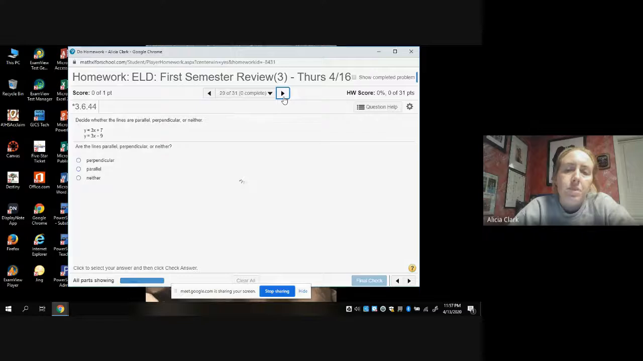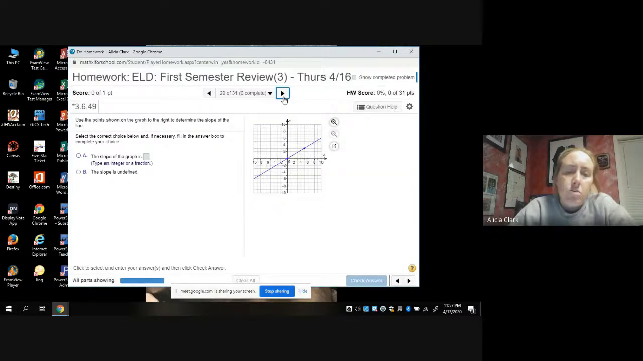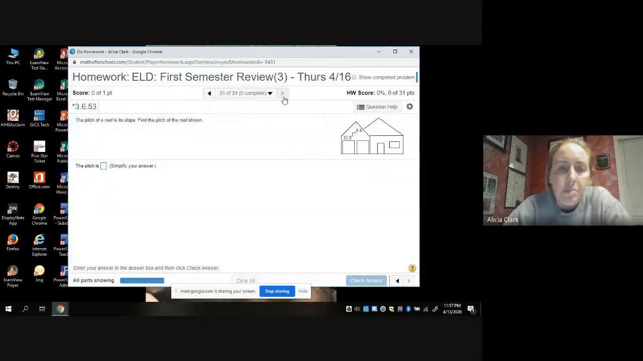Same question here. This one, you're just using the graph to tell me the slope. And same thing on that one. And this one, you're finding the pitch of the roof, which is basically the slope of this line. You can also figure it out using the Pythagorean theorem.